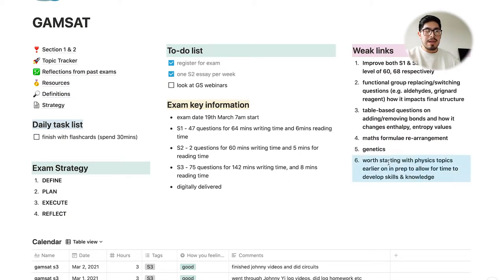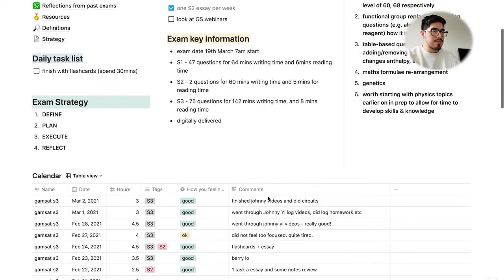And then also something that I picked up was that I used to leave my physics revision topics all the way to the end. And in doing so, I'd just start cramming stuff and I wouldn't learn it properly. So I thought it would be better to start earlier and allow myself time to actually develop the knowledge and the skills and become more comfortable with it. So I had this, and every time I was doing work, I'd think about, am I doing stuff to strengthen these weak links?